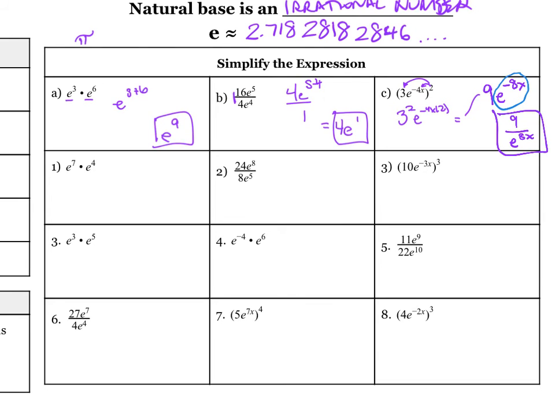The other one that I'm going to do is number 6. So number 6, we have 27 over 4, so that's not reducible, so we leave it alone. Then we deal with the e to the 7, e to the 4th. We're going to have more e's on the top, so subtract 4 from the 7. So therefore, this one is 27e to the 3rd over 4.